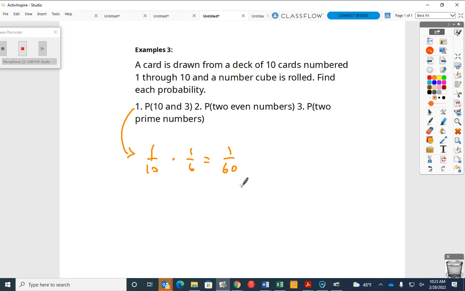Okay? Do you want me to do these other two examples, or are we good to go on this? It's pretty easy, right? You want me to do them?